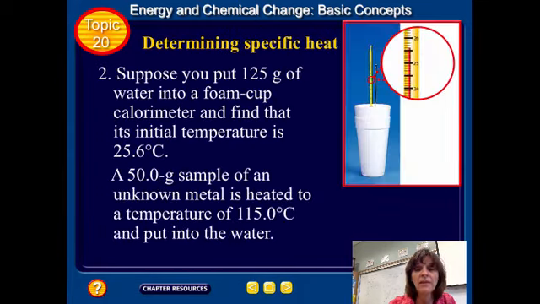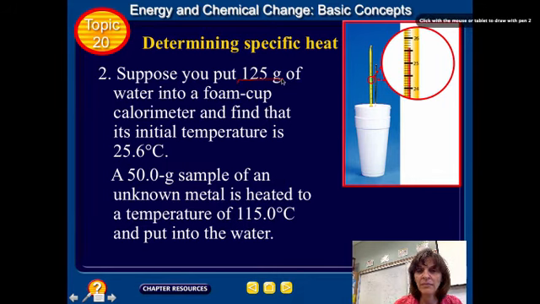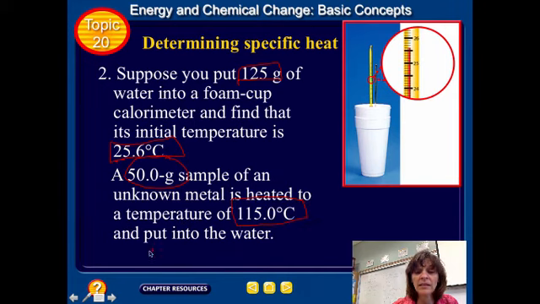So let's say we have a calorimeter, and we can use a cheap version by using styrofoam cups. If you have 125 grams of water, let's keep track of what we know, in a foam cup, and that its initial temperature is 25.6 degrees Celsius. And you add to that a 50-gram sample of an unknown metal, which was at 115 degrees Celsius. You put that in the water.